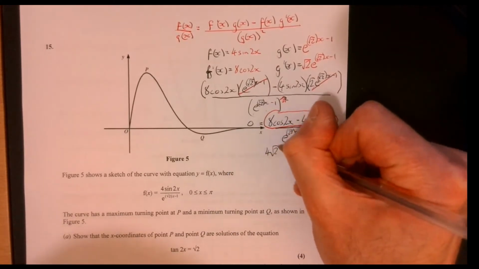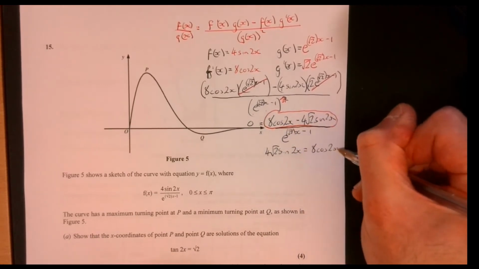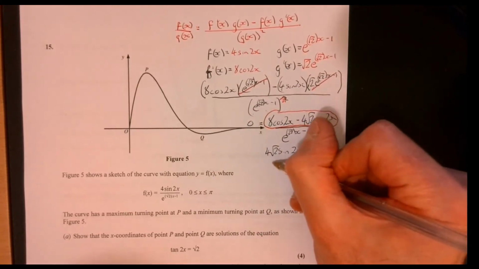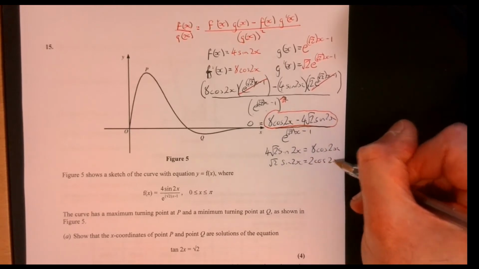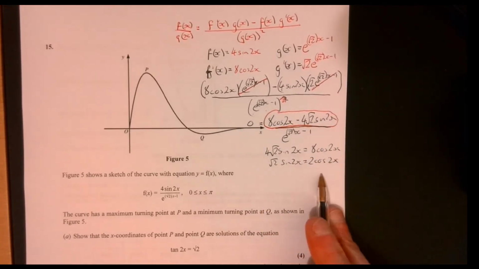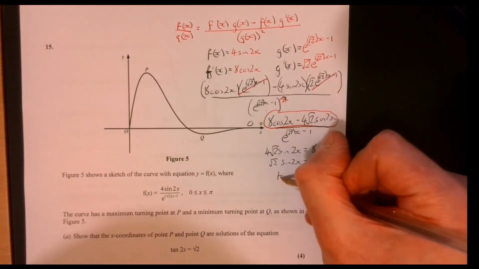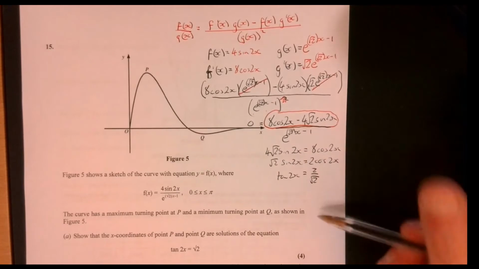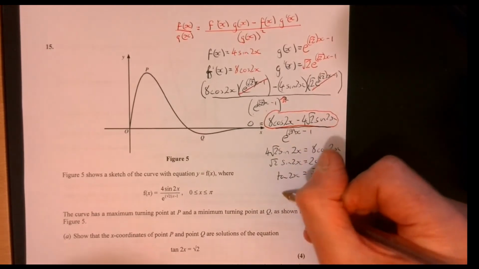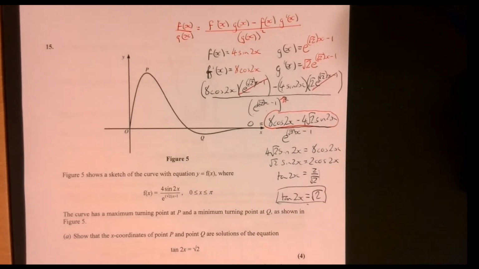So we've got 4 root 2 sine 2x equals 8 cos 2x. Divide both sides by 4, and we've got root 2 sine 2x equals 2 cos 2x. Divide both sides by cos 2x, divide both sides by root 2. Oh wait a minute, sine 2x over cos 2x, that's tan 2x, isn't it? And then I've got 2 over root 2. Multiply top and bottom here by root 2, and it gives me tan 2x equals root 2, which is fantastic because that's what I wanted just down here.